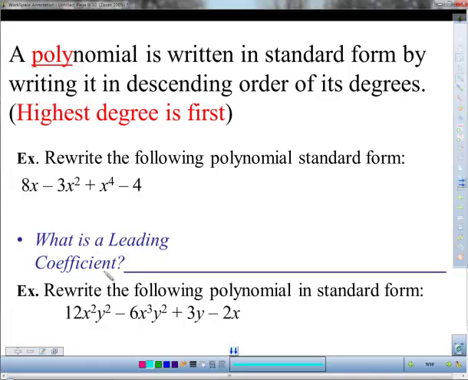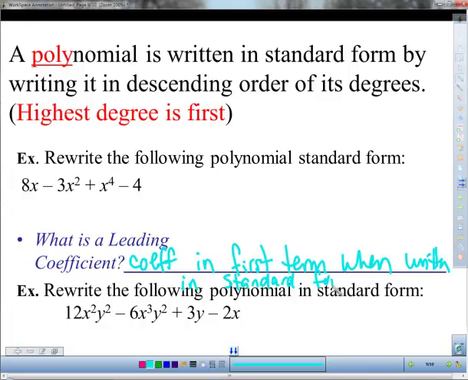A leading coefficient is going to be the coefficient in the first term when written in standard form.